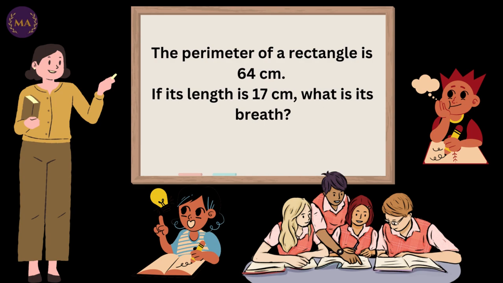So can anyone tell me what is the given data in this? You can read the sum once again. The perimeter of a rectangle is 64 centimeters. The length is 17 centimeters. What is the breadth?